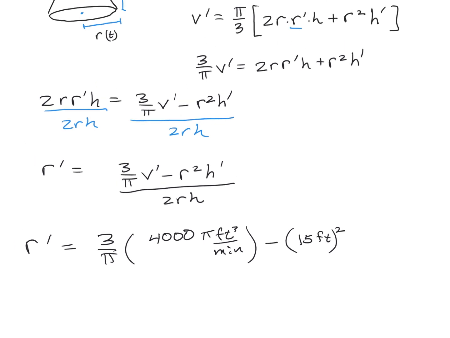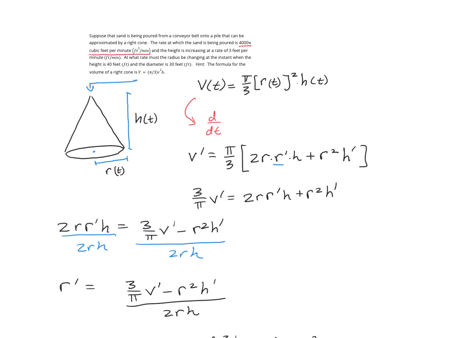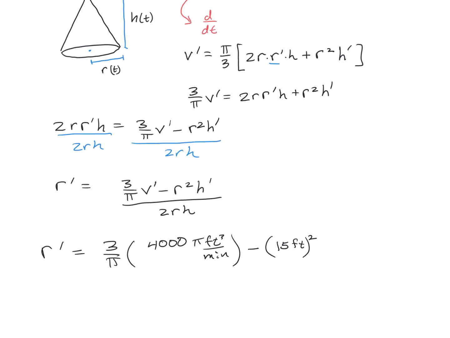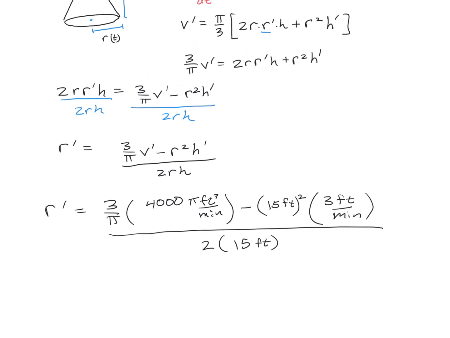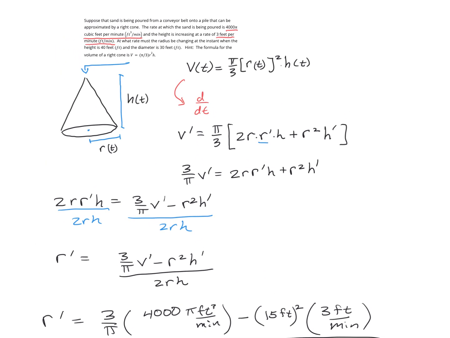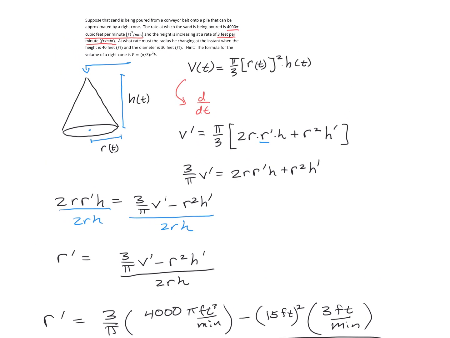And now we need to get the rate of change of the height. And in the problem, it tells us that the rate of change of the height is going to be 3 feet per minute. And again, please make sure you're putting your units on these. So again, that's 3 feet per minute. And again, that's all divided by our 2 times our 15-foot radius and a height that was given to us as, where did it go? 40 feet.